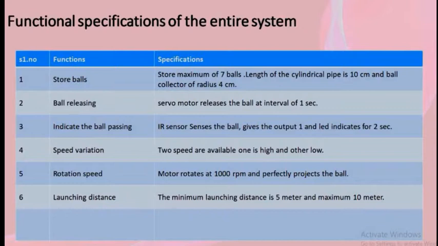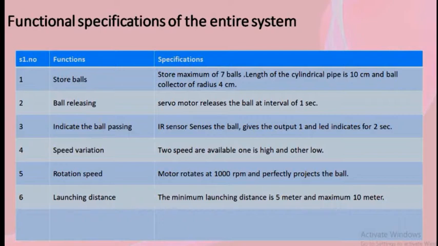This is the functional specifications of the entire system, which is the most important part. First function is store balls, to store maximum 7 balls. Length of the cylinder pipe is 10 cm, and the collector radius is 4 cm. Then releasing the ball. Servo motor allows the ball to release at the particular time of 1 second.